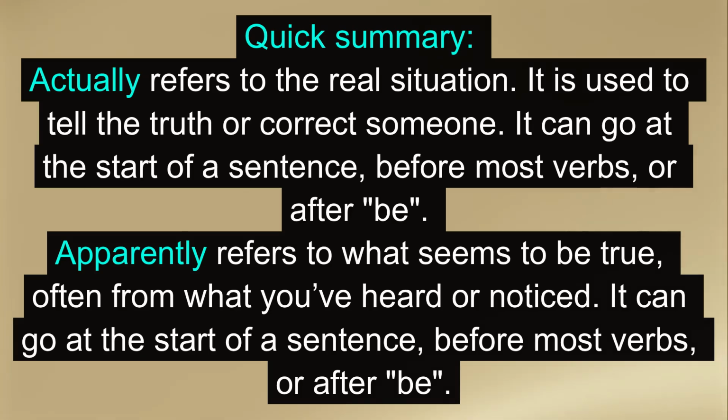Quick summary. Actually refers to the real situation. It is used to tell the truth or correct someone. It can go at the start of a sentence, before most verbs, or after be. Apparently refers to what seems to be true, often from what you've heard or noticed. It can go at the start of a sentence, before most verbs, or after be.